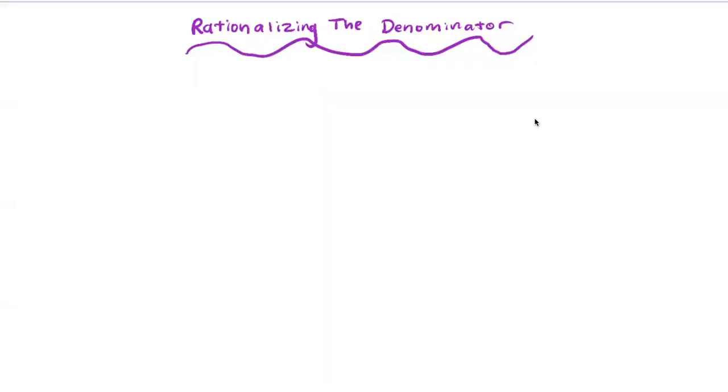Hello everyone. Today we're going to be talking about how to rationalize a denominator. So let's go ahead and get started. So what do I mean when I say we want to rationalize the denominator?